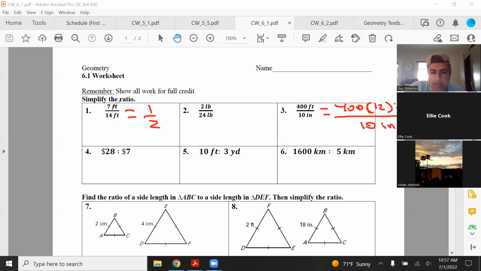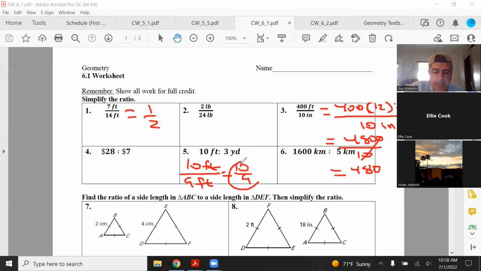See, in number 1, we have feet to feet. That was fine, but that's feet to inches. So you've got to convert the feet to inches, and it's 12 inches to a foot. So that's 4,800 over 10, which is 480. Here, 10 feet to 3 yards. There's 3 feet to a yard, so it's actually 10 feet to 9 feet, or just 10/9. You can't reduce that.